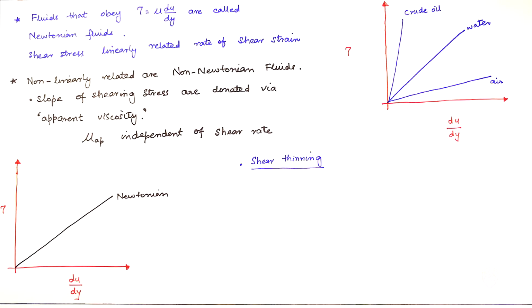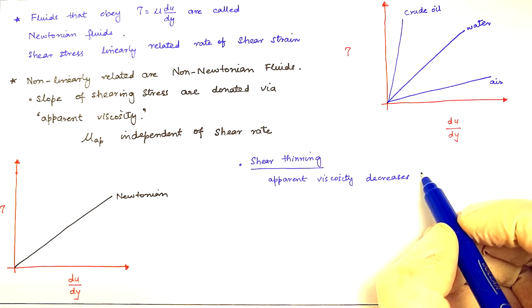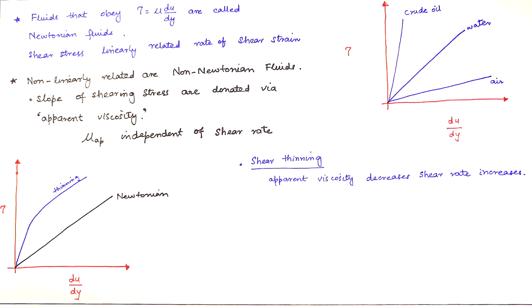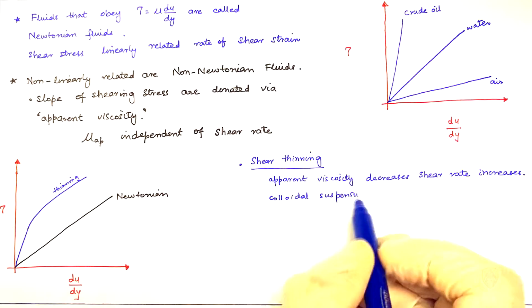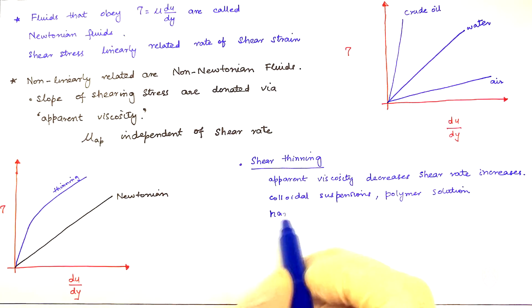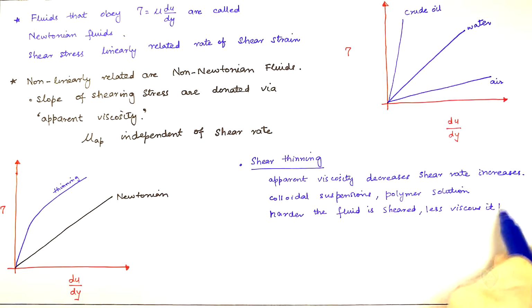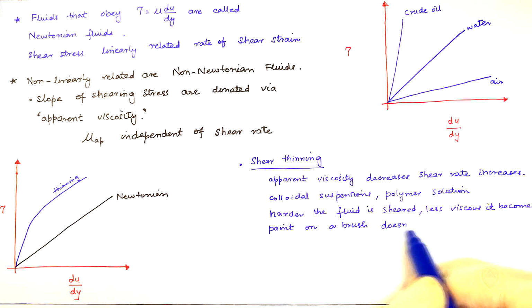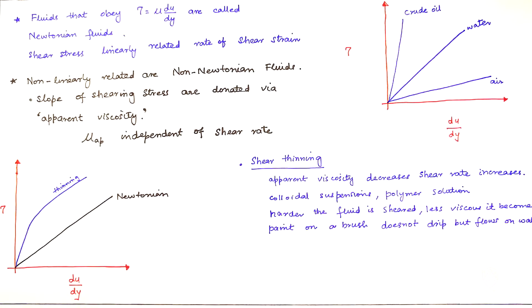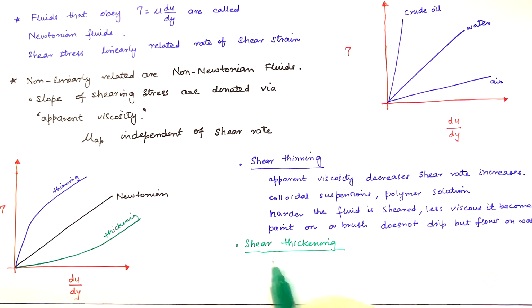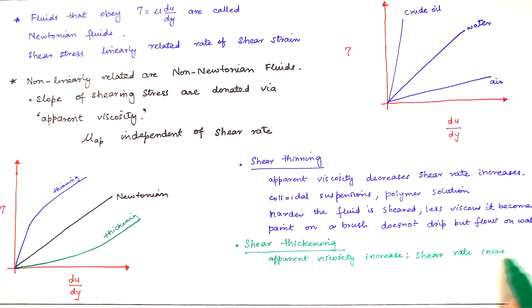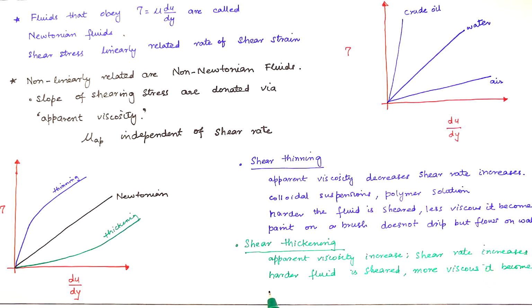Shear thinning. Apparent viscosity decreases when shear rate increases. Colloidal suspensions, polymer solutions. The harder the fluid is sheared, the less viscous it becomes. Paint on a brush does not drop but flows on the wall. Shear thickening. Apparent viscosity increases as shear rate increases. The harder the fluid is sheared, the more viscous it becomes. Common examples include cornstarch mixture, quicksand.